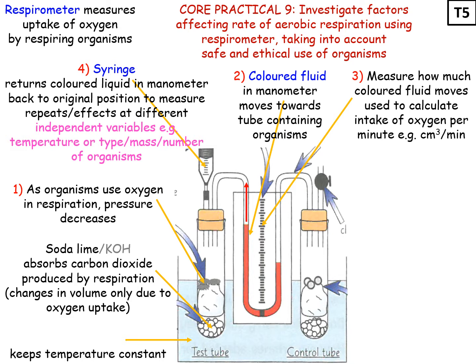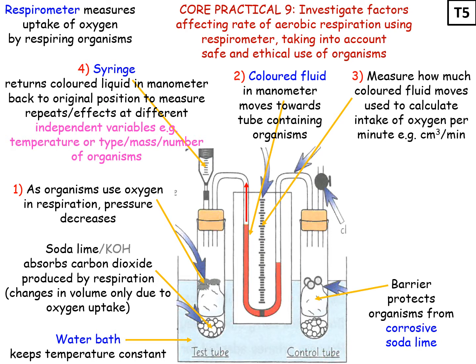If temperature is not an independent variable, that means it has to be controlled, and one way to keep the temperature constant is by using a water bath. In this experiment, you have to take into account the safe and ethical use of organisms. That means the organisms have to be protected from the soda lime, because the soda lime is corrosive, and this requires the use of a barrier.